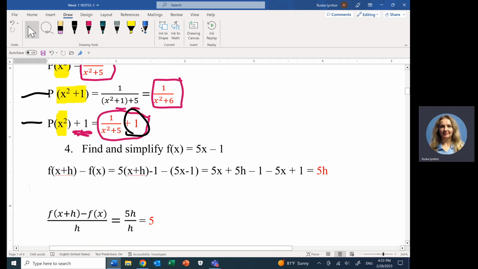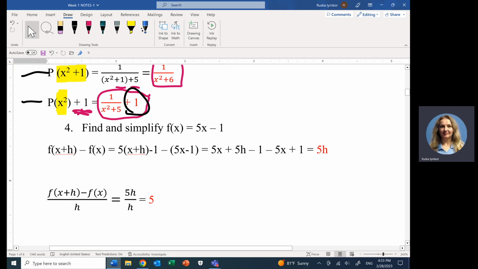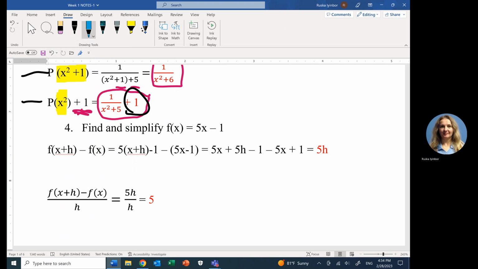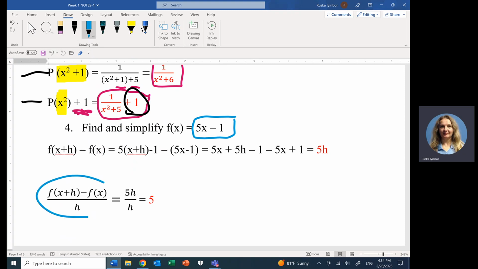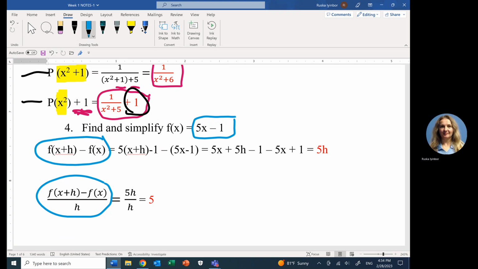Number 4 is simplifying. They give us the function. So the given function is 5x minus 1. And we have to find the difference quotient. So this expression here is called the difference quotient. Before that, we have to simplify. I have to do this step first, so I have to do f of x plus h minus f of x.